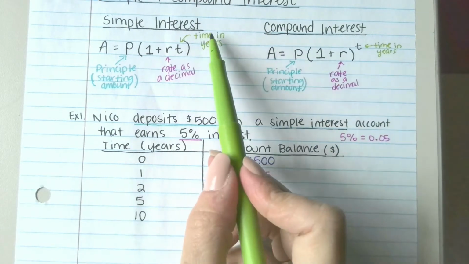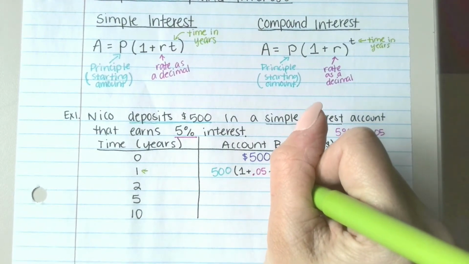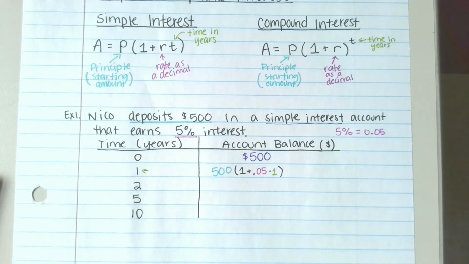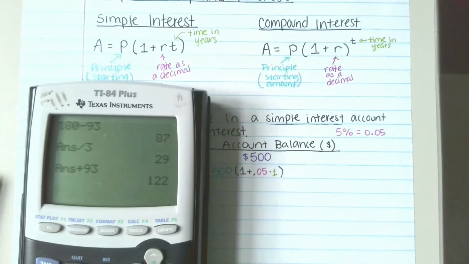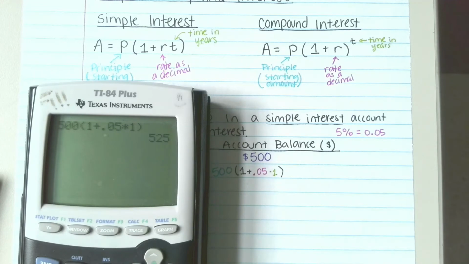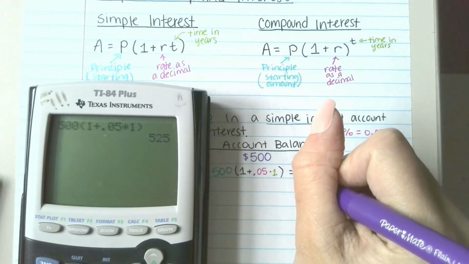And then my time in years is going to be right here, and this is going to be after 1 year, so I'm going to write times 1. Close that parentheses. And so now I'm going to grab my calculator, because that's the easiest way to do this. I'm going to put it in exactly how I see it. So 500 parentheses 1 plus 0.05 times 1 close parentheses. Right, so you can see that this is written the exact same way as the expression, and I'll press enter. And after 1 year, Nico has $525 in his account.